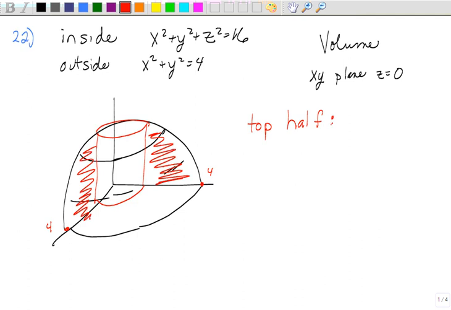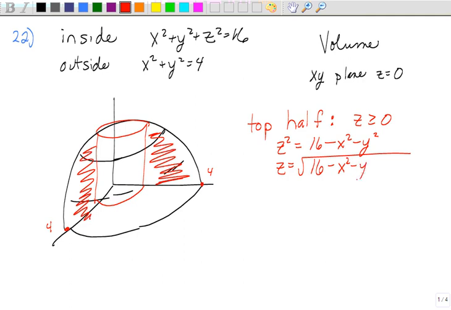So on the top half, z is bigger than or equal to 0. I have z squared is 16 minus x squared minus y squared. I have z equals a positive square root because, again, I'm just doing the top half. Now remember, x squared plus y squared equals r squared, so I can change this to the square root of 16 minus r squared.